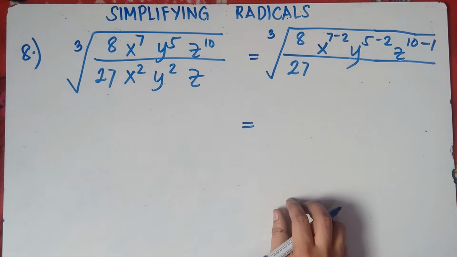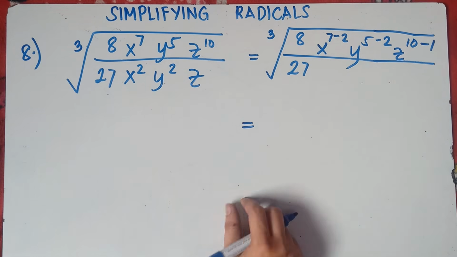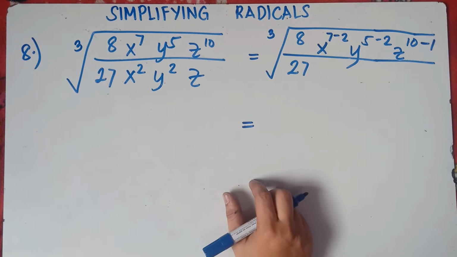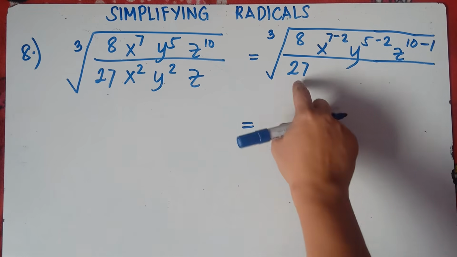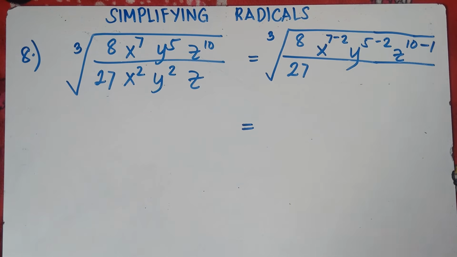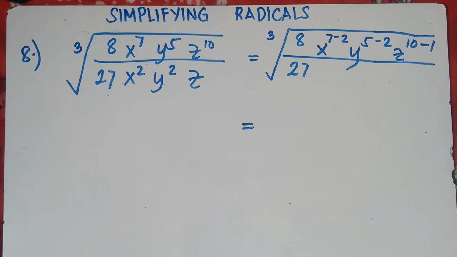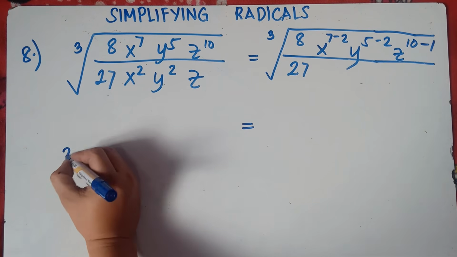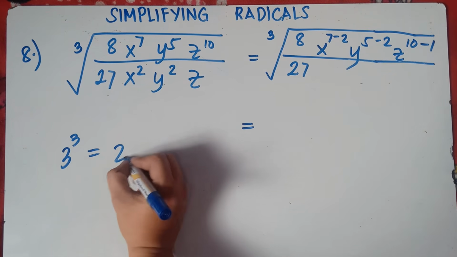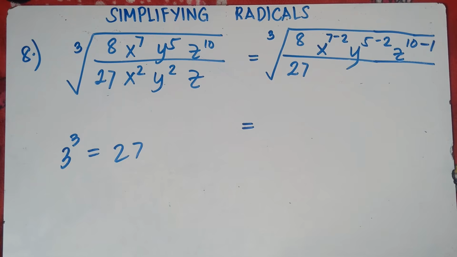Alright, now in this scenario, class, is 8 a perfect cube? So we have the cube root of 8. Yup, 8 is a perfect cube. And 27, is 27 a perfect cube? Yup, 27 is also a perfect cube. What is the cube root of 27, class? That is correct, that is 3, because 3 cubed is 27. 3 times 3 times 3 is 27.